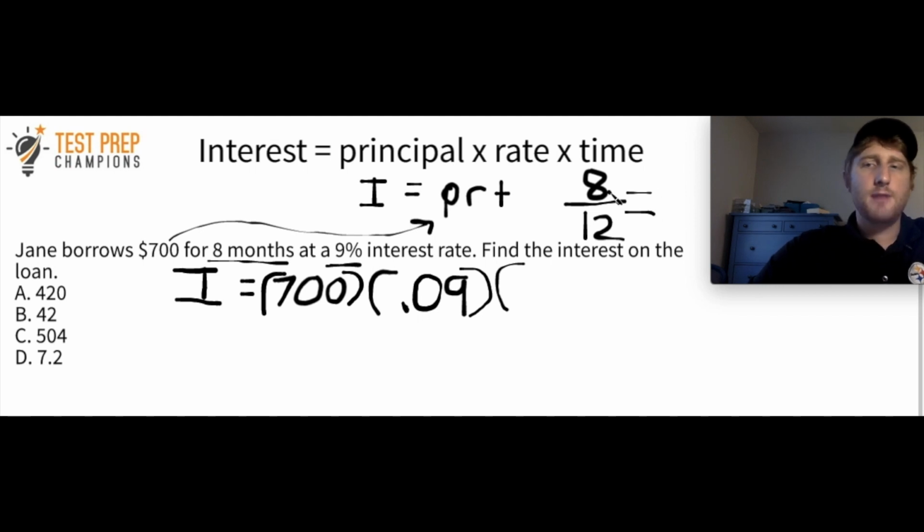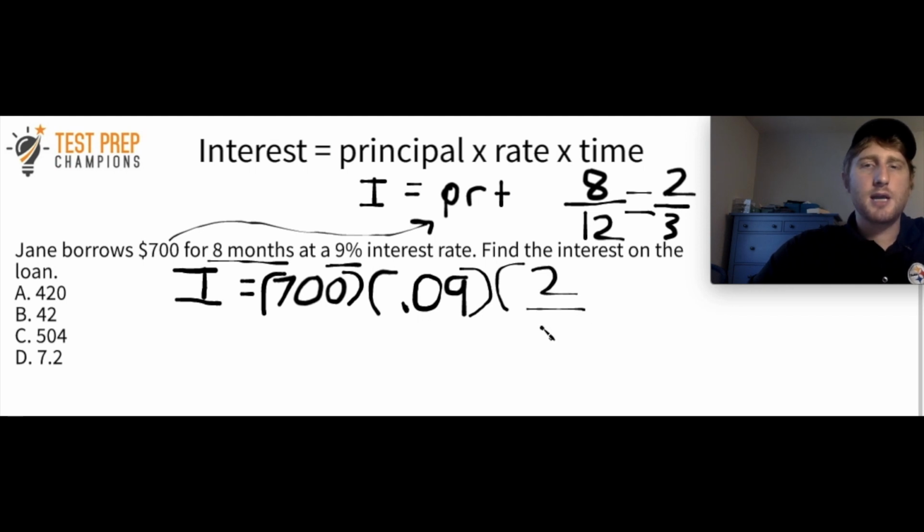So we're going to do that. And to simplify this fraction, you would do 8 divided by 4 and 12 divided by 4. So 8 divided by 4 is 2. 12 divided by 4 is 3. So the simplified fraction is going to be 2 over 3.